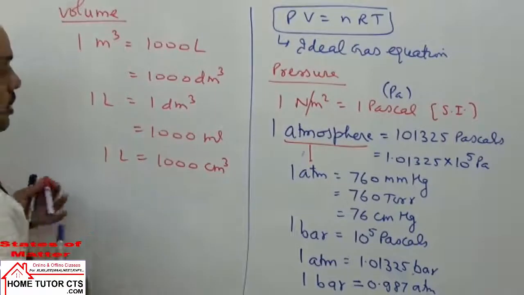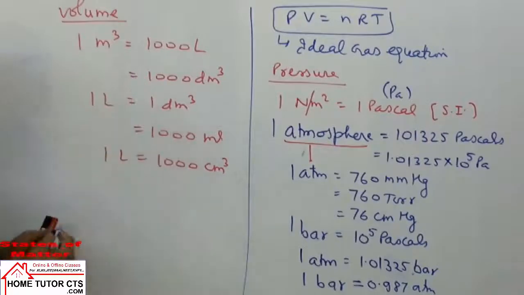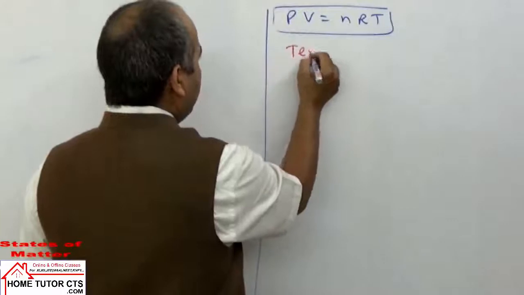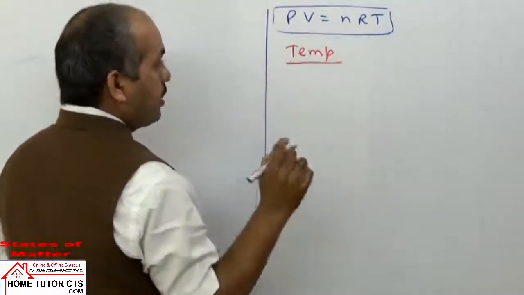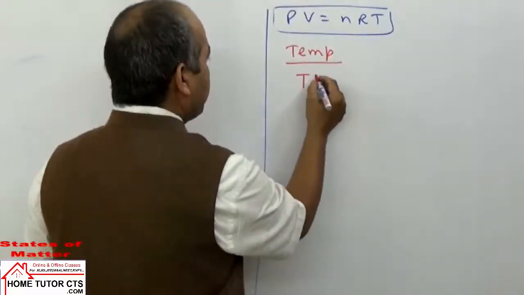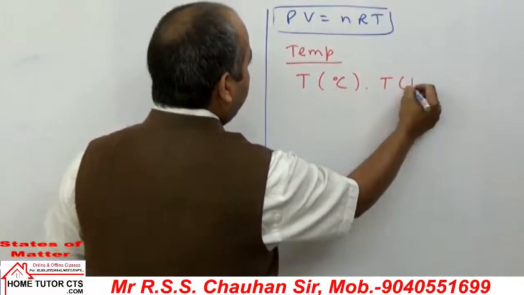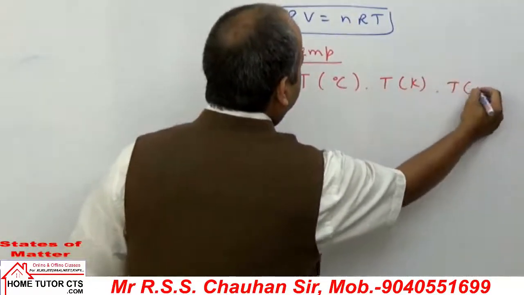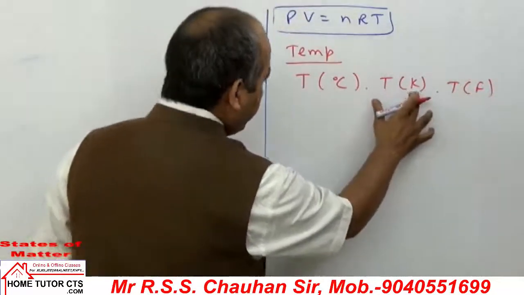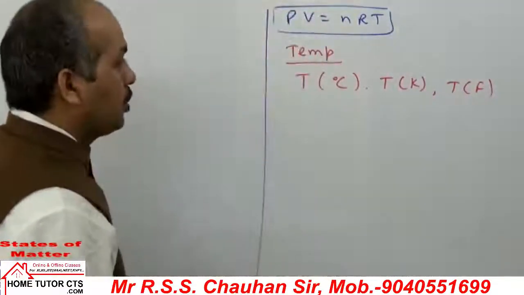Then you can take temperature. Temperature, we have different scales. Now we can have temperature in scales like degree Celsius, temperature in Kelvin scale, or temperature in Fahrenheit scale. We have 3 scales: degree Celsius, Kelvin scale, and degree Fahrenheit. What is the relation among the three?